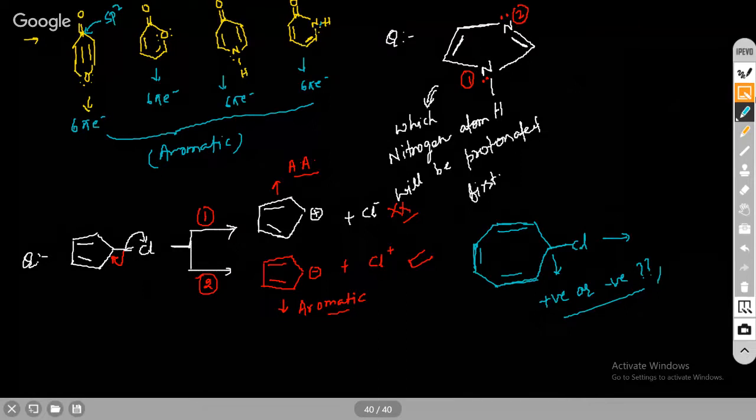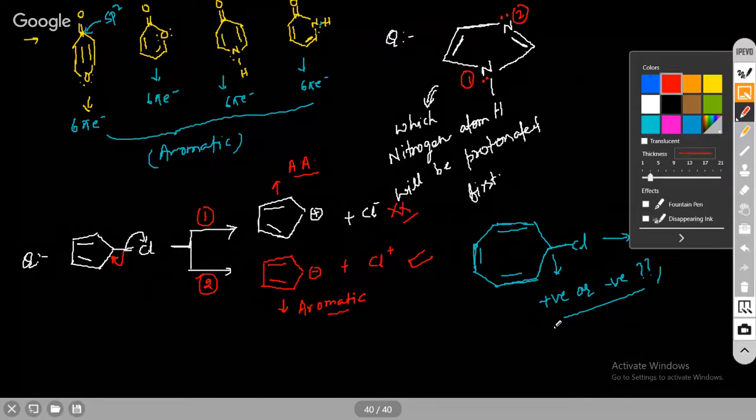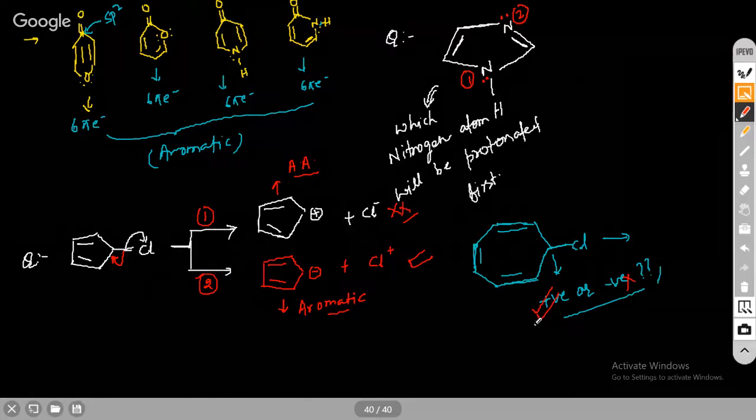Yeah, if it is positive, then the ion is the tropylium ion. With this positive charge on this, the ion we call the tropylium ion, which is aromatic. So here this Cl will take this bond pair of electrons and goes out as Cl minus, and here we'll have the positive charge because we are getting an aromatic compound here.